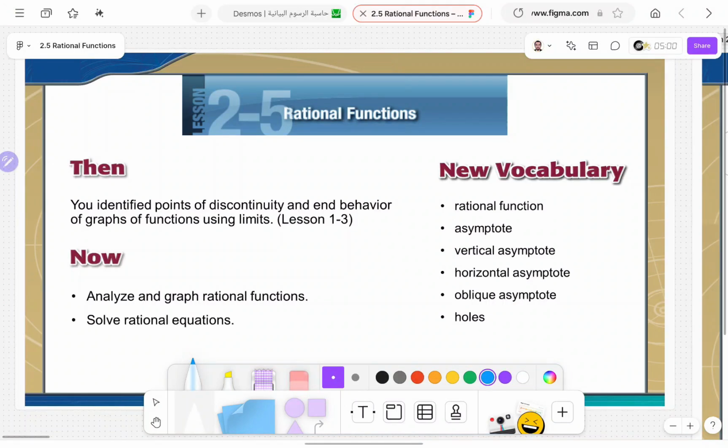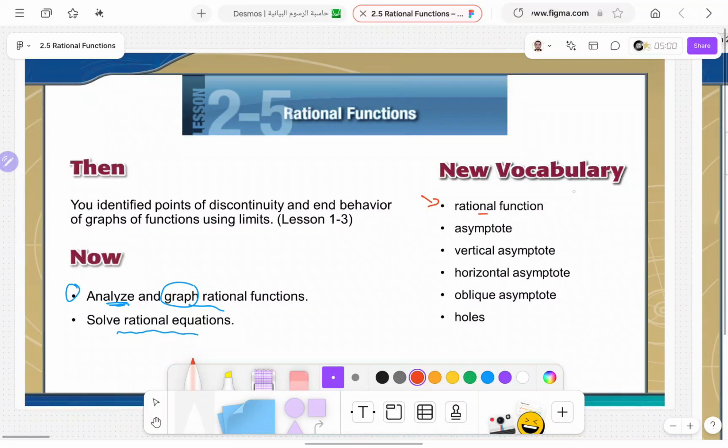This is the second to last lesson in Chapter 2. In this lesson, we're going to analyze and graph rational functions, then we are going to solve rational functions. But I will not ask my students to graph; I just need you to analyze the function. Before we go through the lesson, let's go through this vocabulary.